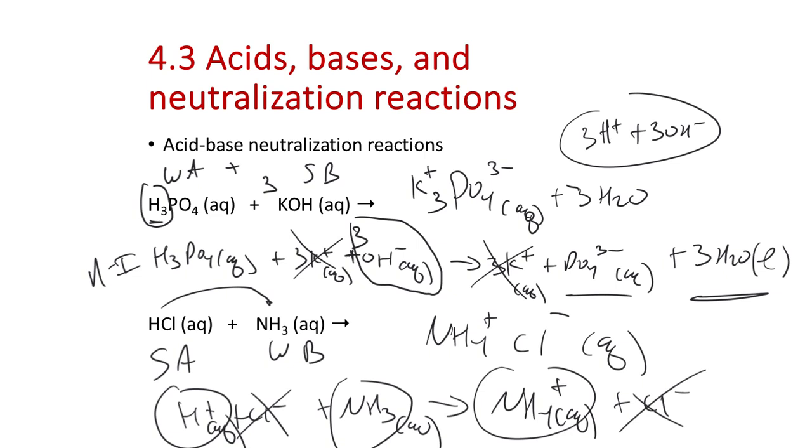So we can write these reactions for our weak acid, strong base, and strong acid, weak base reactions. As long as one of the two is strong, you can have bases and acids react together, at least one of them has to be strong. Strong acid, weak base; strong acid, strong base; or if you have a weak acid, you just need a strong base.